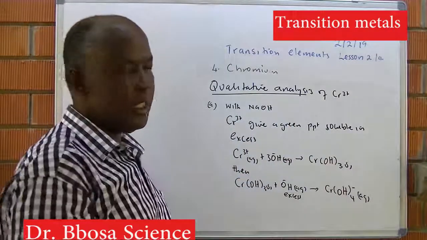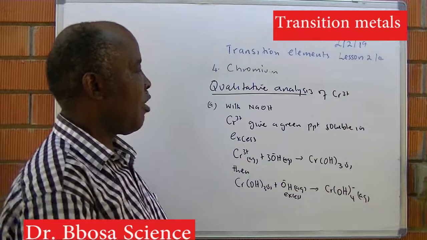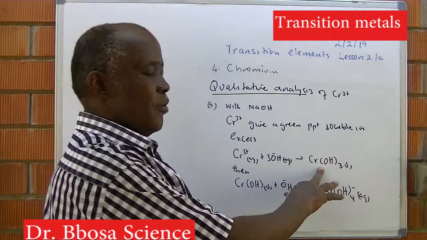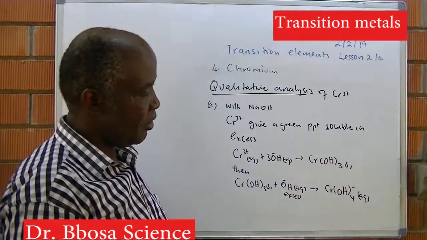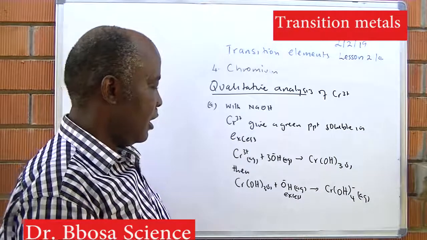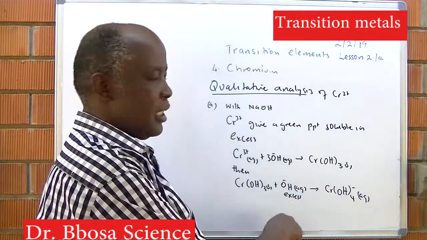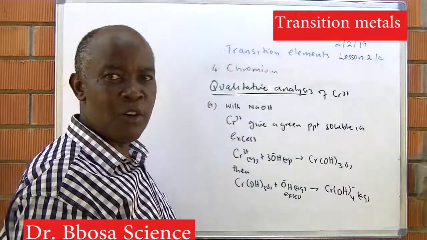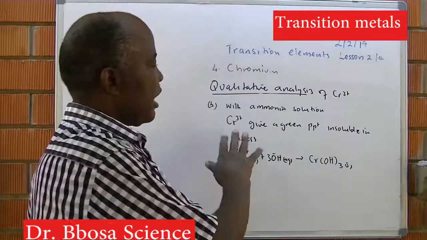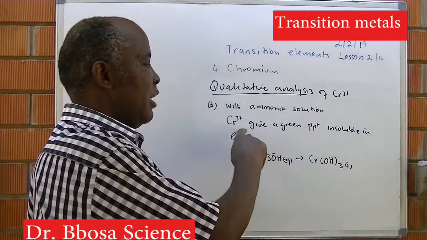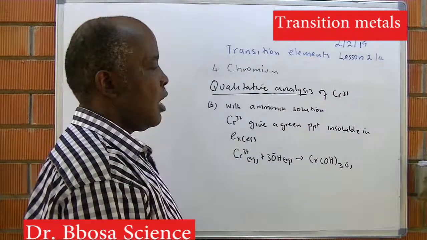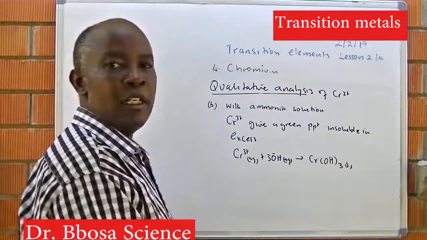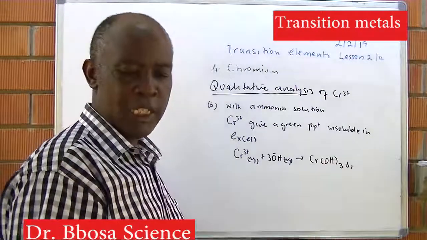With sodium hydroxide, chromium(III) salts will give you a green PPT soluble in excess. The green PPT is due to formation of chromium(III) hydroxide, and this chromium(III) hydroxide dissolves in excess sodium hydroxide to form a complex ion. With ammonia solution, chromium gives a green PPT insoluble in excess. So chromium plus hydroxide ion, you get chromium hydroxide.